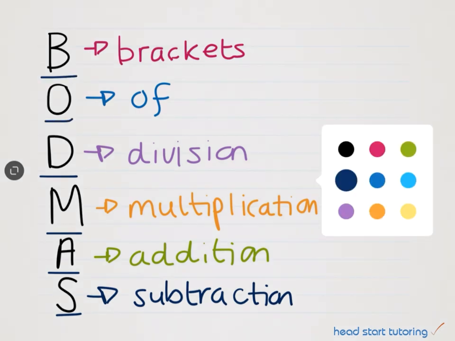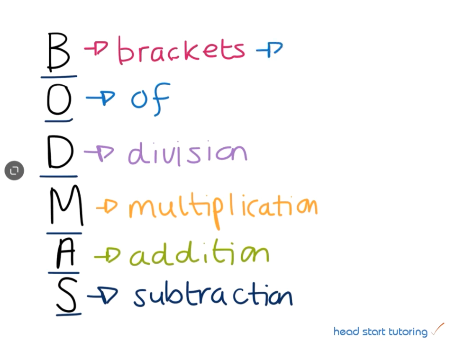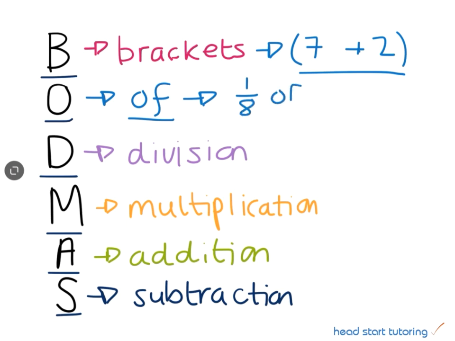So we know that brackets are these things. So if we've got 7 plus 2 in brackets, along with some other things, we need to do 7 plus 2 before we do whatever else. Of is the same as times and multiplication, but if this comes in the form of, you must do it before multiplication. So an example would be 1/8 of 24, and you would do that before you would do your division, multiplication, addition, or subtraction.